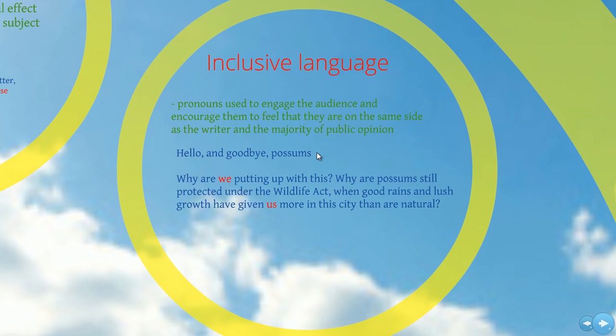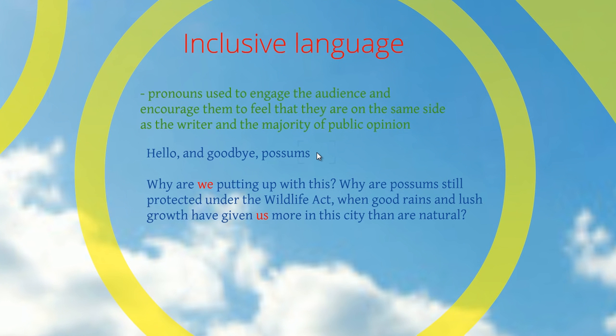Inclusive language, another very common one. Very simple use of inclusive pronouns like we, us, and our to include the reader and engage them, encourage them to feel that they're on the same side as the writer and the majority of public opinion. Okay, so by including them, it turns them around if they're disagreeing and tries to move forward with them. Okay, so a couple of examples there from the Possums article.